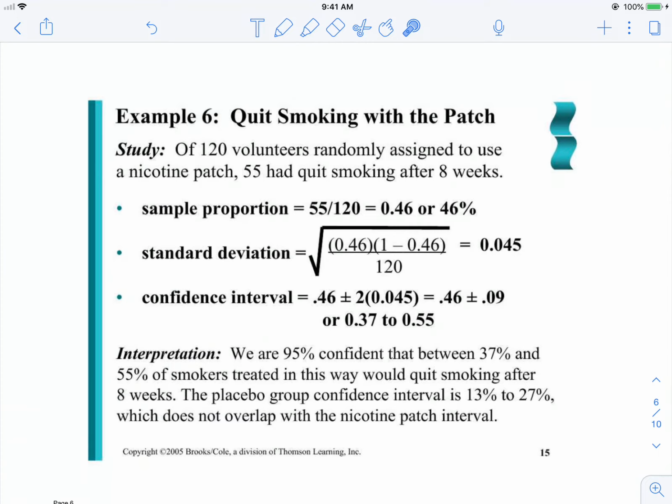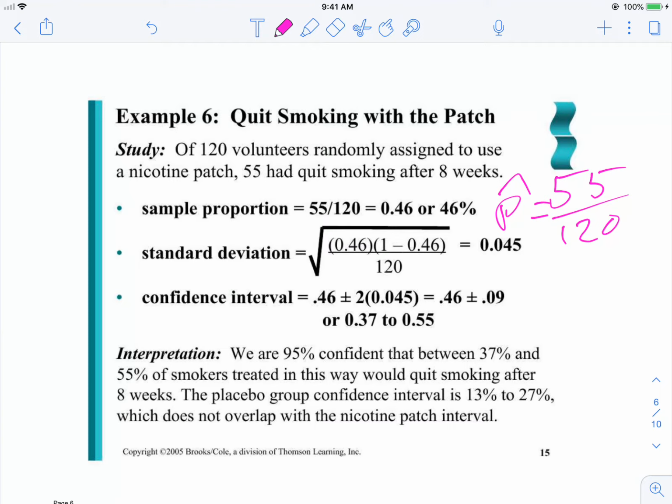Our last example here, looking at people who are quitting smoking using a nicotine patch. There was a study of 120 volunteers randomly assigned to use a nicotine patch. After 8 weeks, 55 of them had quit smoking. So our p-hat calculation, 55 over 120, gets a sample proportion of 46%.